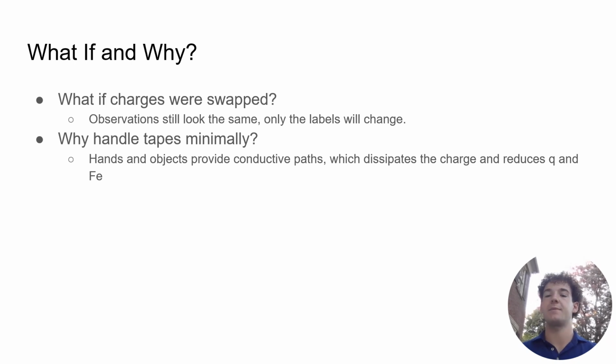Second, why do we handle the tapes as little as possible? The reason is that our hands and other objects provide a path for charges to escape. If the tape discharges, the electric force decreases and the tape won't float. That's why minimizing contact is essential. Every time you touch it or anything hits the tape, you're losing tons of electrons, which makes a huge difference.